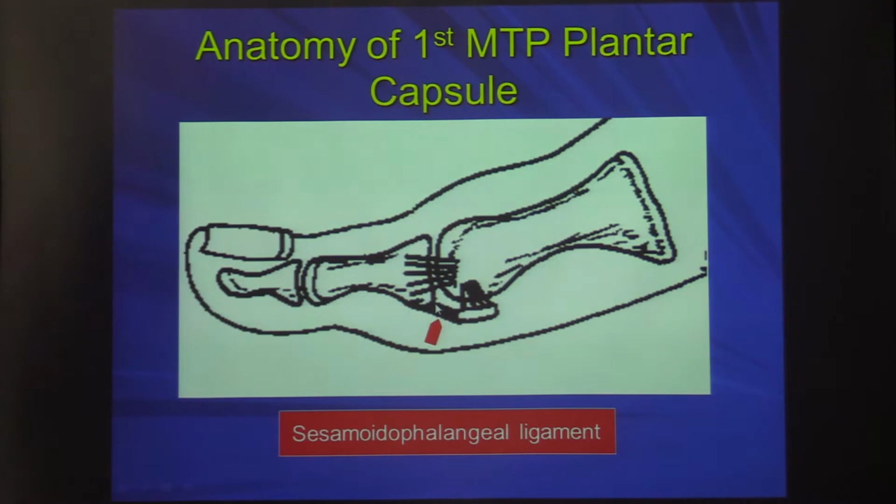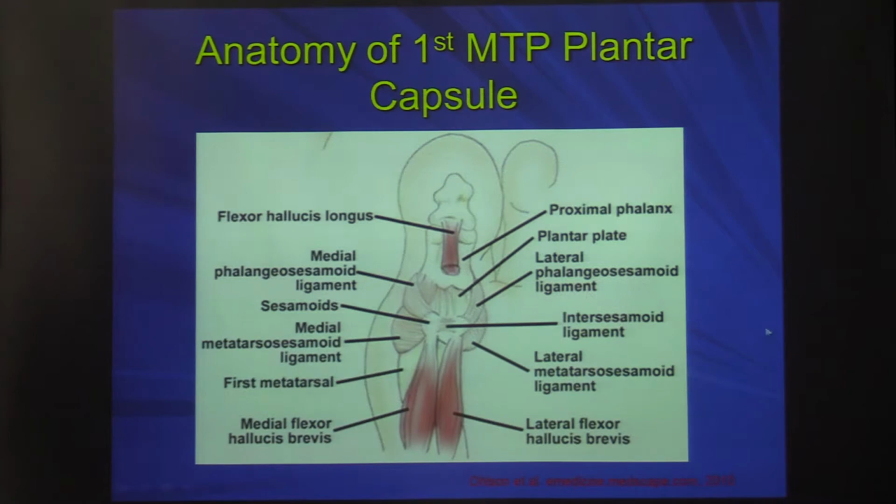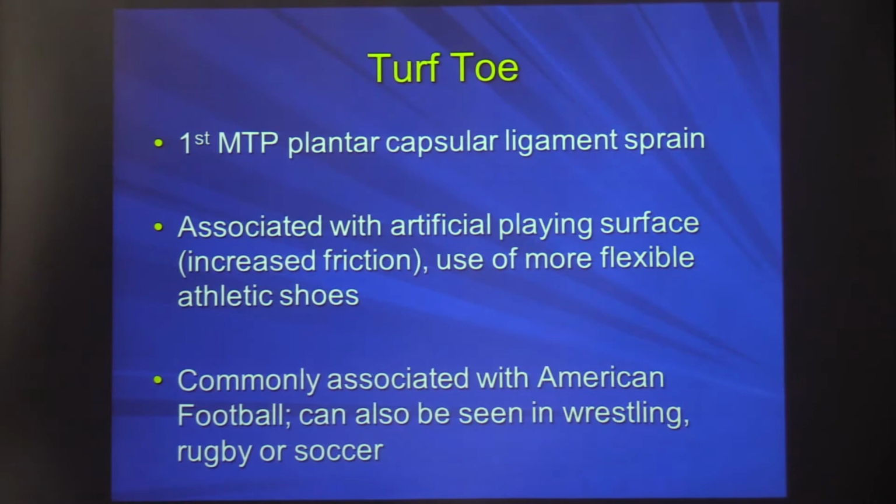There are many ligaments here. I just want to mention there's also an intersesamoid ligament. I'll show you a case related to that a bit later. So what is turf toe? It's a first MTP plantar capsular ligament sprain.